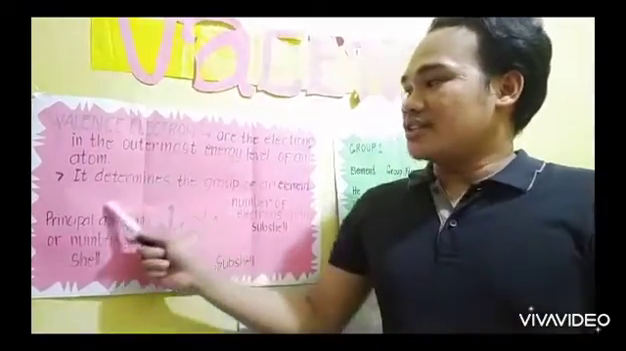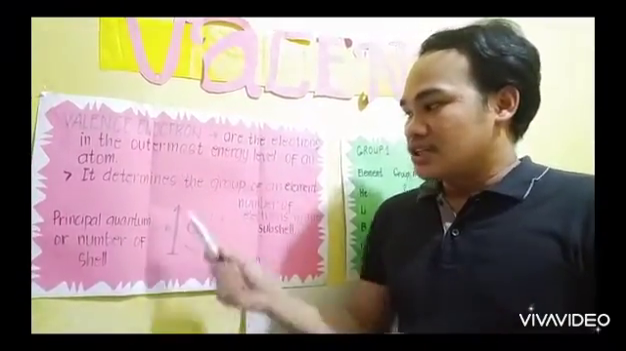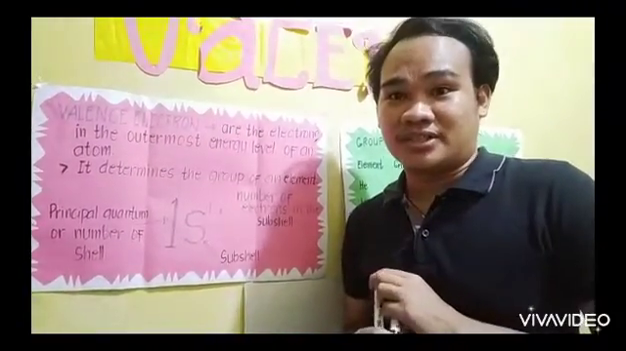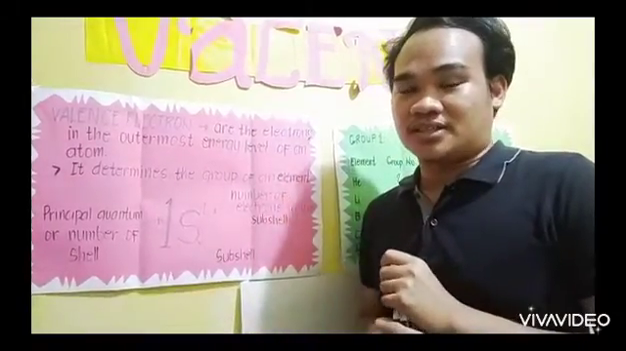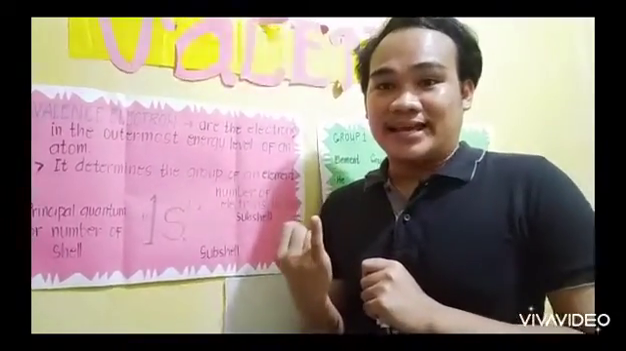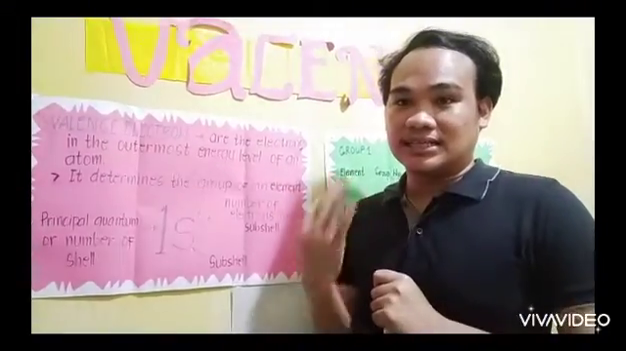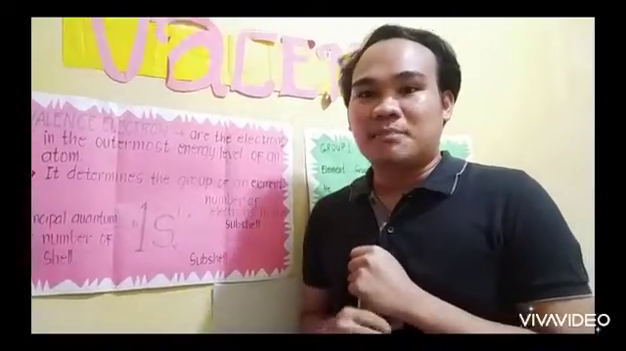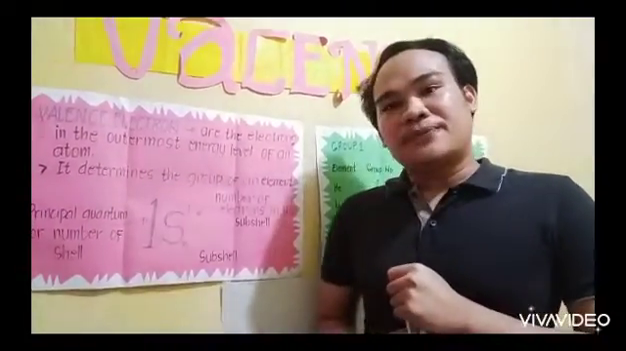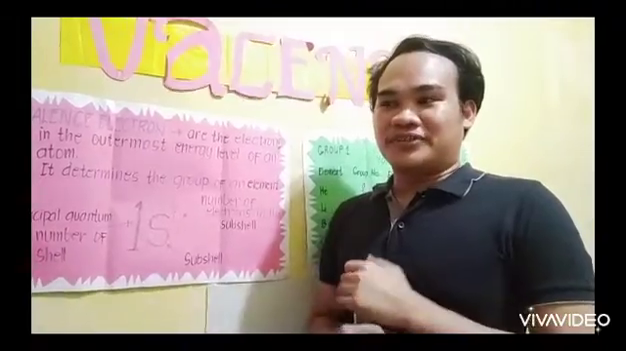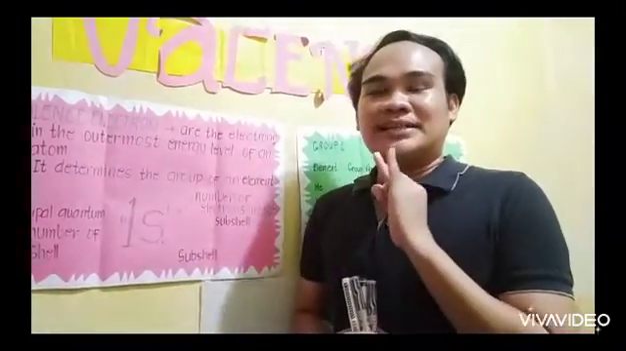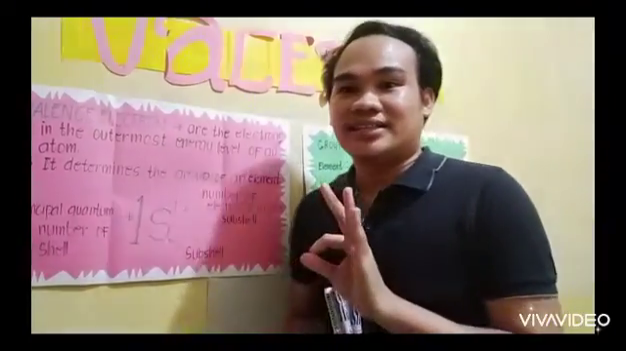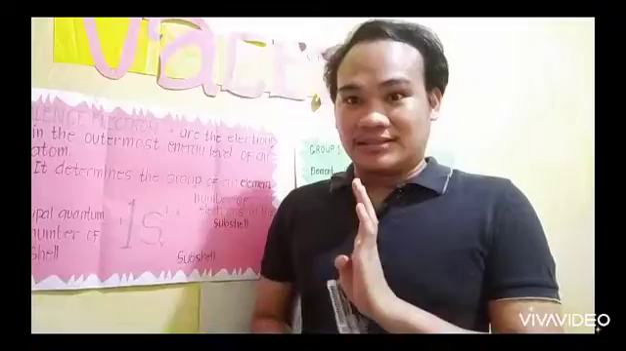Before anything else, I will discuss this one: 1s1. Do you still remember the 4 subshells? We have the s subshell, p, d, and f. Every subshell has a standard value. What is the standard value for the s subshell? Very good. It is 2 for s, 6 for p, 10 for d, and 14 for f. Always remember that.